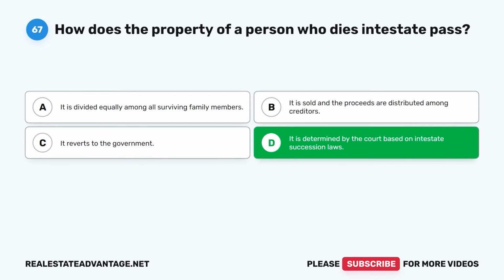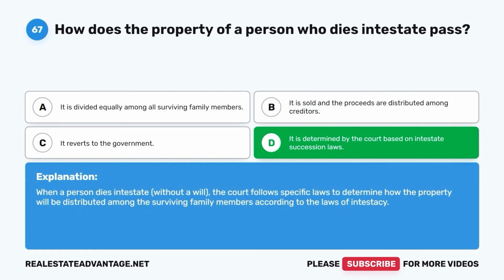The correct answer is D. It is determined by the court based on intestate succession laws. When a person dies intestate, without a will, the court follows specific laws to determine how the property will be distributed among the surviving family members according to the laws of intestacy.